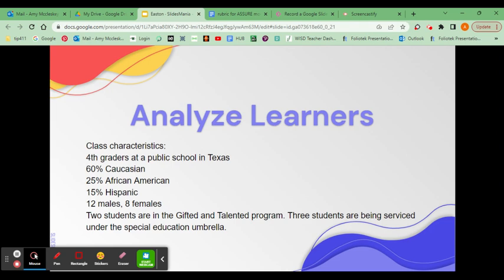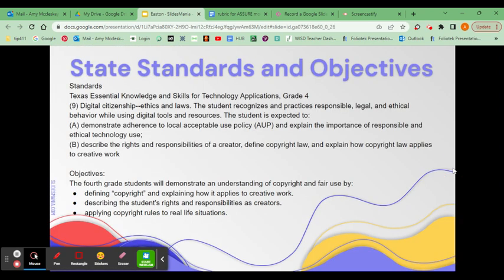60% are Caucasian, 25% are African American, 15% are Hispanic. We have 12 males and 8 females. 2 students are in the Gifted and Talented program, and 3 students are being serviced under the special education umbrella.